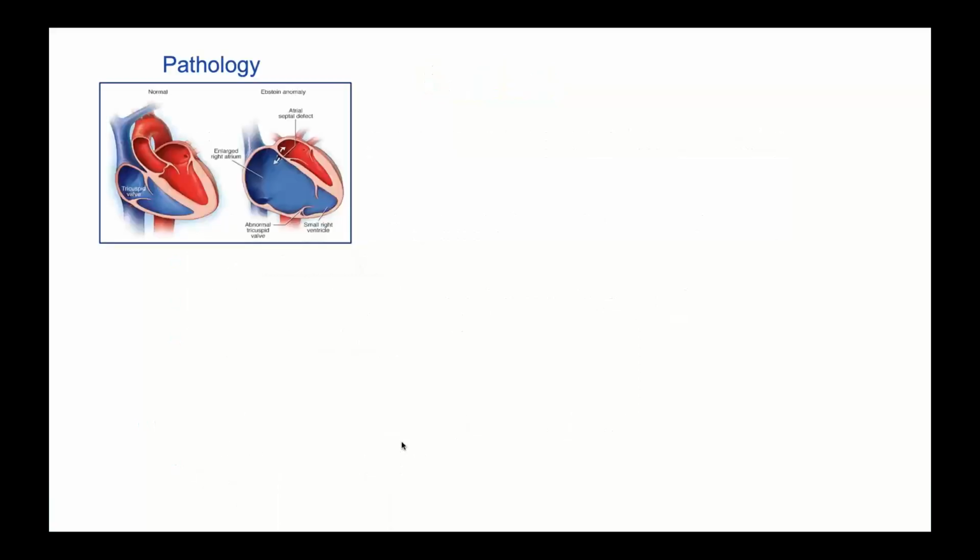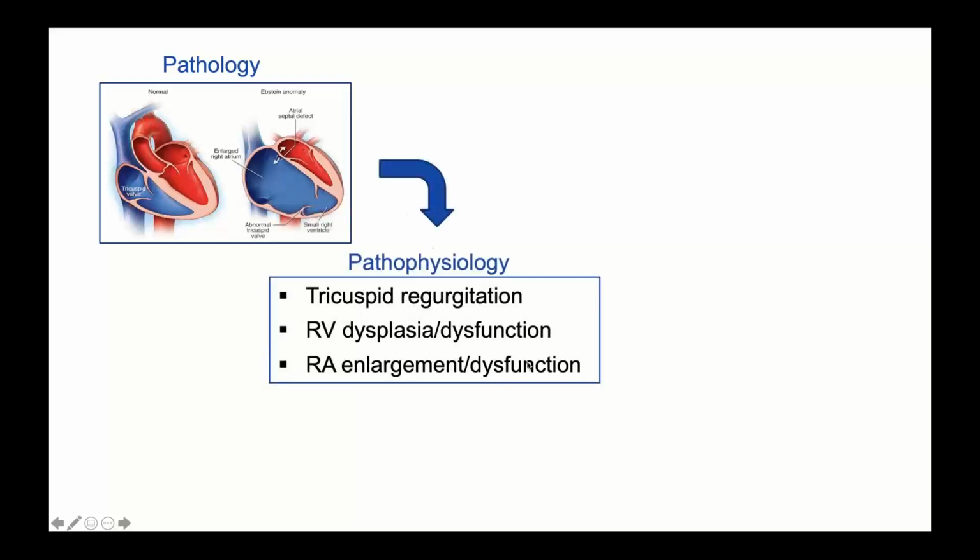So let's talk about Ebstein anomaly the way we know it. So as you all are aware, it's all apical displacement of the septal leaflet that is also tethered, as well as tethering of the anterior leaflet. And this results in a small dysfunctional RV, atrialized RV, and a huge functional right atrium. And this pathology is what drives the pathophysiology, which is TR, RV dysfunction, RA enlargement, and dysfunction.